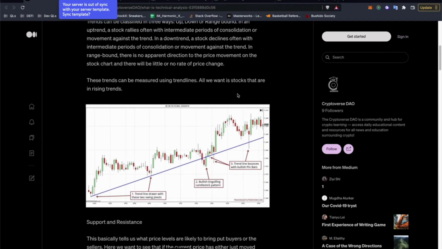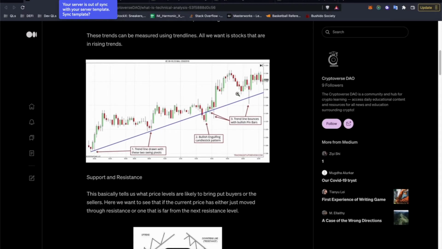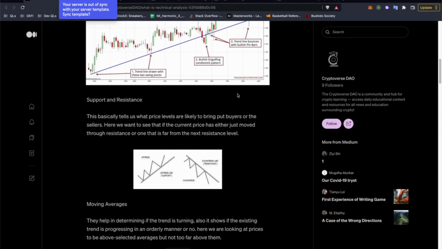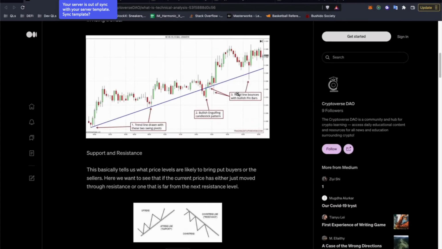All we want is stocks that are in rising trends. I don't know about that. I mean, you can scalp, you can make money off of shorts. You can scalp things. You can do swing trades. There's so many ways to make money. It's not just buy one Bitcoin and hold it, and now I'm a millionaire next year. It's not just that. There's endless possibilities.